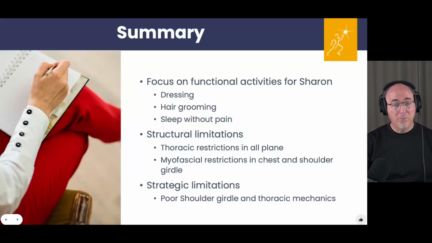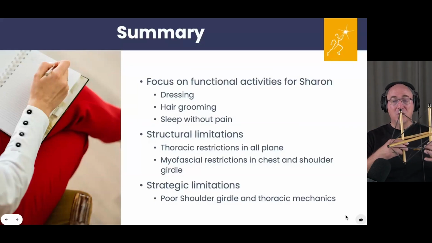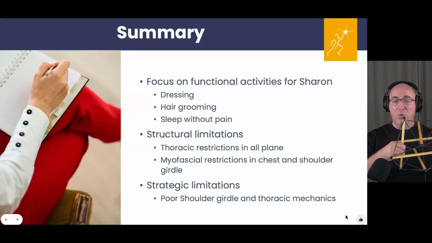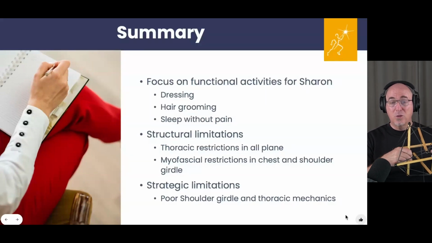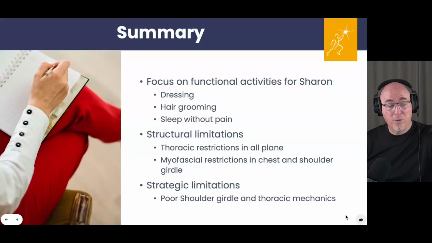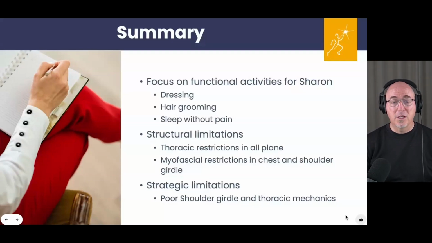All right. Structural limitations: thoracic restrictions in all planes, myofascial restrictions in the chest and shoulder girdle. So you guys hit that one on the head. Very good ideas of how we can get that tensegrity again across the chest, across the scapula, intercostals, and how we can use breath to get a little more myofascial release. We could also refer to some manual therapy if we needed to get some thoracic manipulation or some myofascial release across the chest and the back.